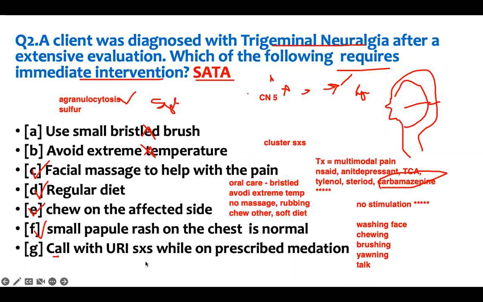to intervene. The problem is they can confuse you with this carbamazepine and they will give you clozapine. Clozapine also has agranulocytosis, but it's an antipsychotic. It's not a seizure medication. It's not used in trigeminal neuralgia. So these are the answers we got to require intervention.